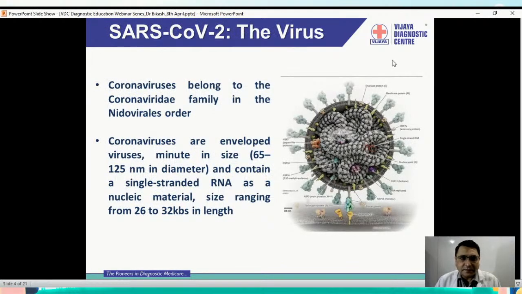If we look at the SARS-CoV-2 virus, the coronaviruses belong to the Coronaviridae family in the Nidovirales order. Coronaviruses are enveloped viruses, minute in size, about 65 to 125 nanometers in diameter, and contain single-stranded RNA as nucleic acid material, with a size ranging from about 26 to 32 kilobase pairs in length.